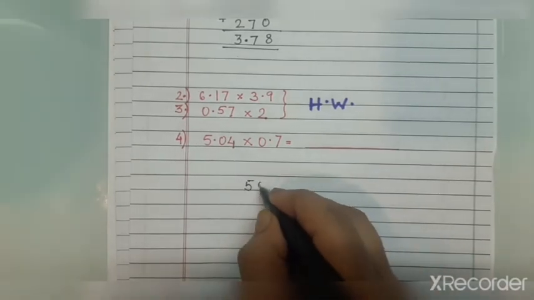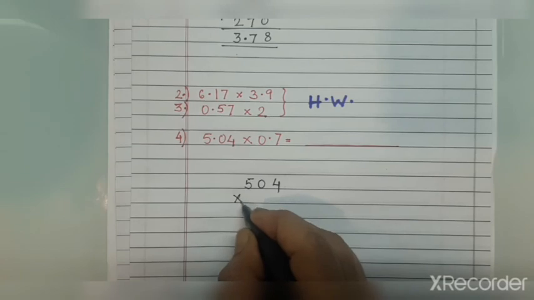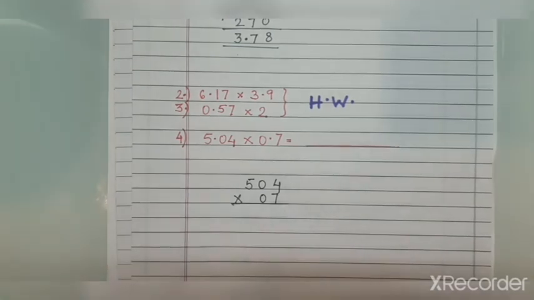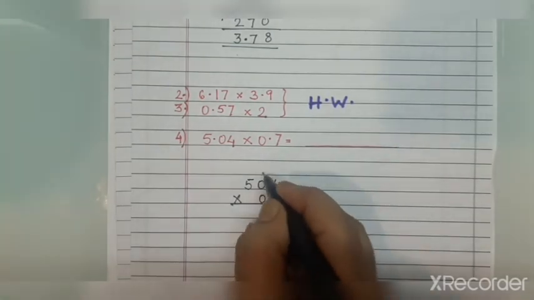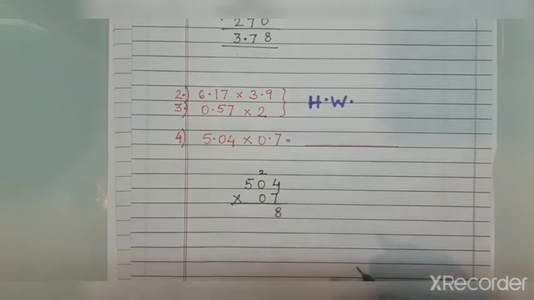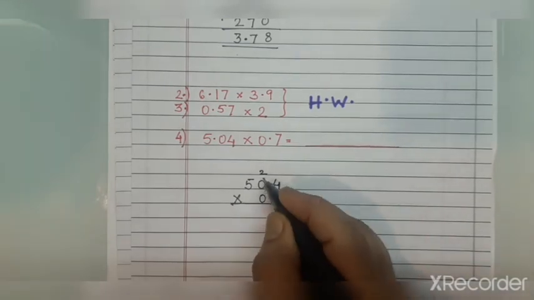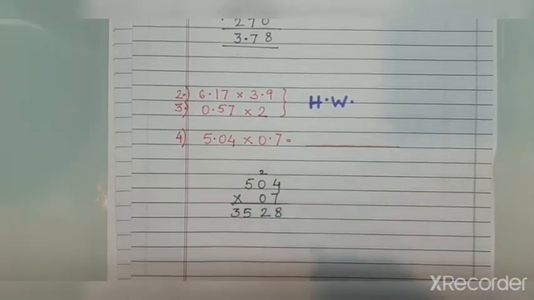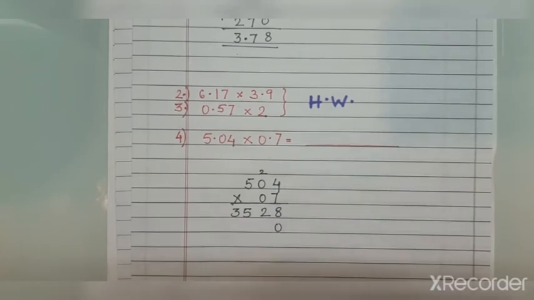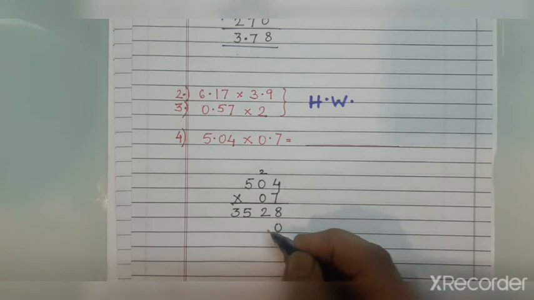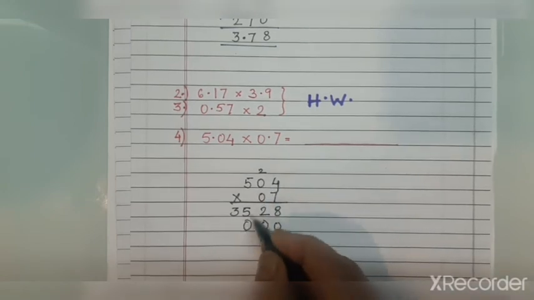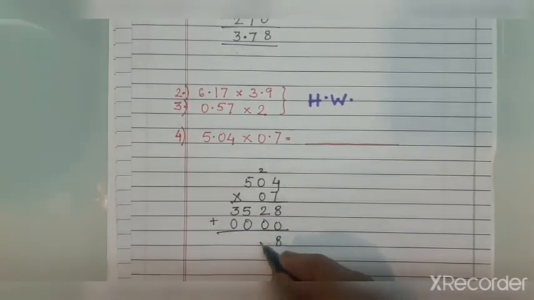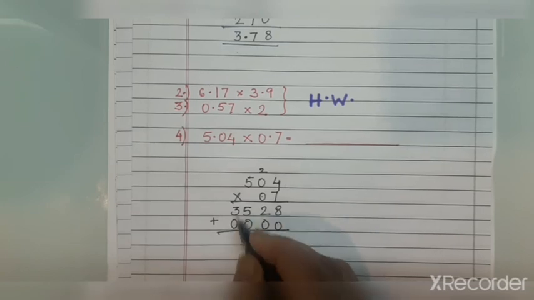So I write 504 multiplied by 7. Now 7 fours are 28, so I write 2 here, 8 here. 7 zeros are 0, plus 2 is 2. 7 fives are 35. Now 0 multiplied by any number is 0. 0 fours are 0, 0 zeros are 0, 0 fives are 0. Now the answer is 8. 2 plus 0 is 2. 5 plus 0 is 5. And this is 3.